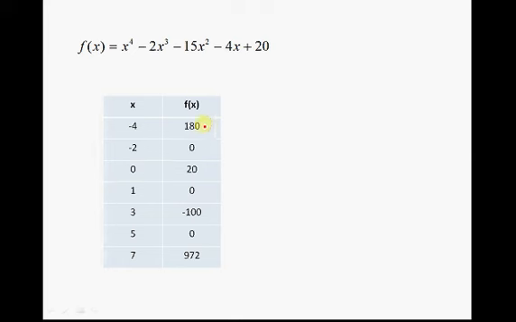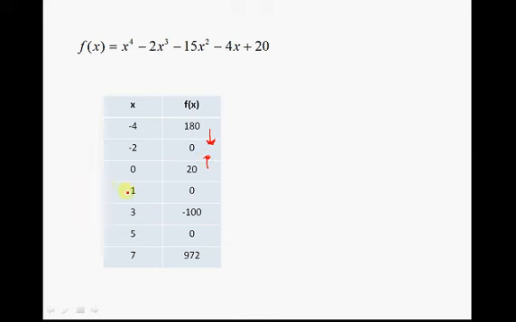So now let's take a look and see what's going on here. We can interpret this. As x moves from -4 to -2, look what's going on. It's decreasing. The graph is going down, f of x is going down. When x is going from -2 to 0, it's going from 0 to 20. So it's increasing. It's going back up. So it looks like it bounces off of -2.